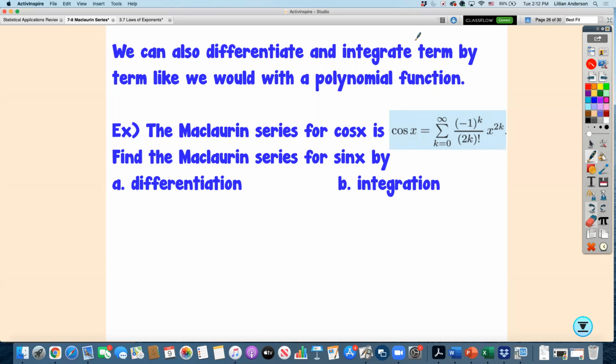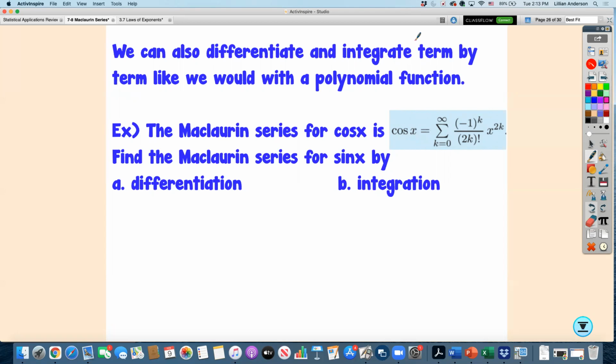So differentiation, okay? What we can do is use our knowledge of the derivative of cosine to help us in finding the Maclaurin series for sine. Now, granted, we already know what the Maclaurin series is for sine already, so this will be more of a show type of problem. Next, after we get through differentiation and integration, we'll do a different problem that incorporates the two.